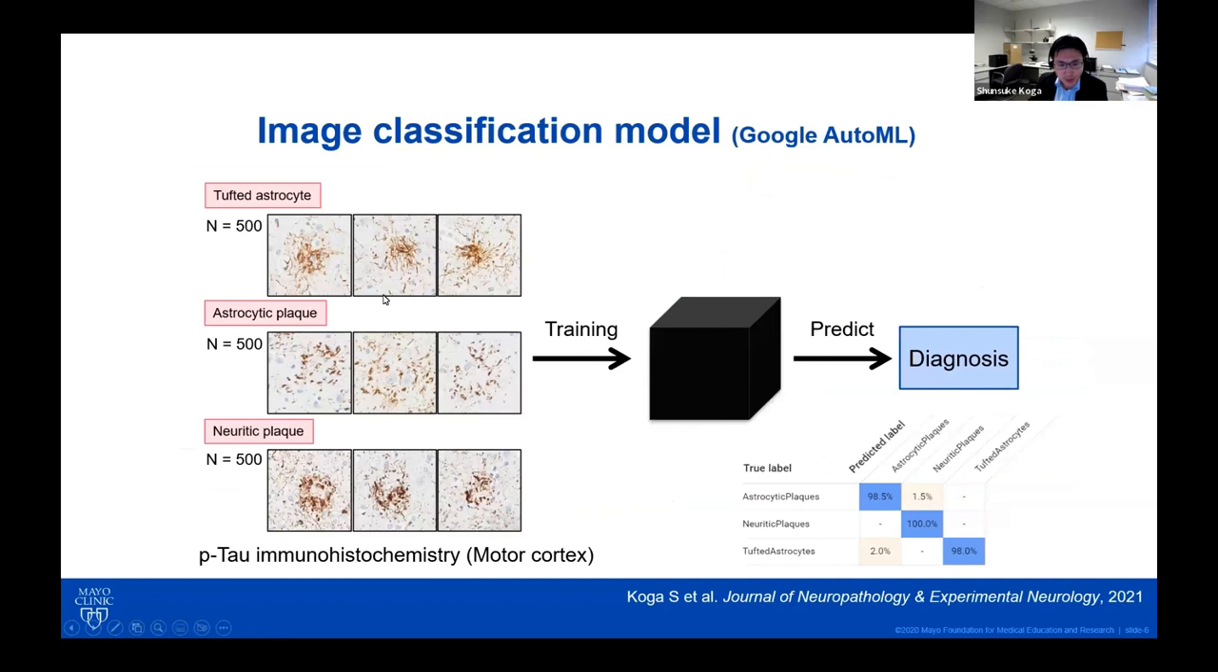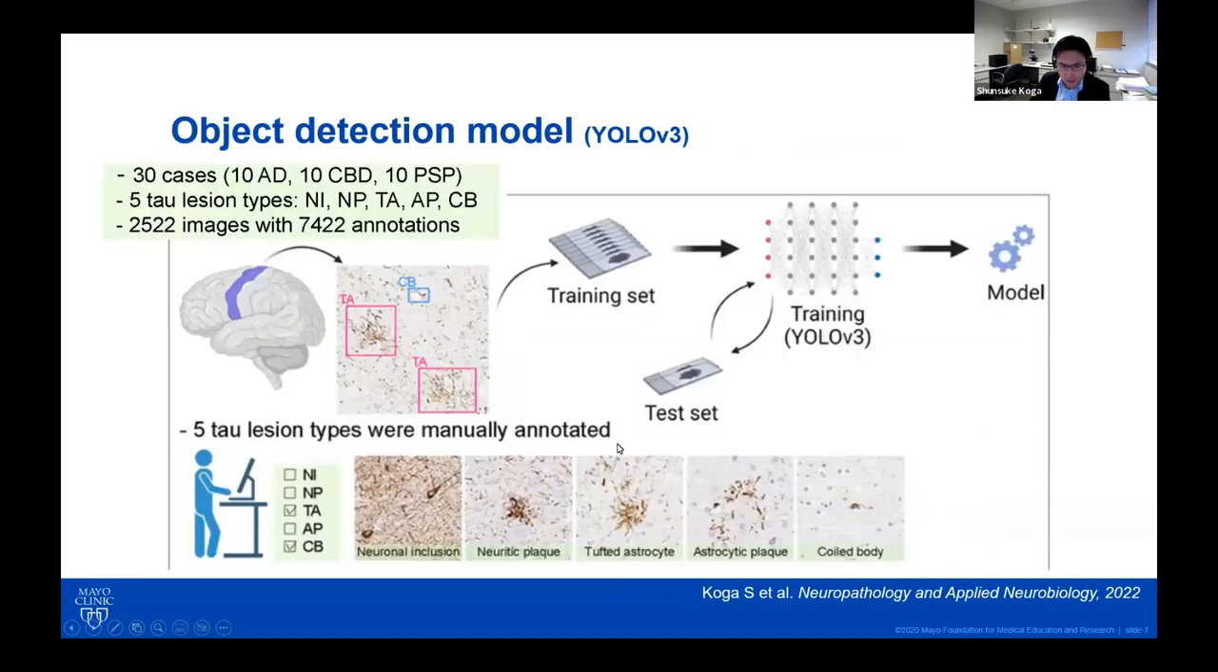At the Mayo Clinic, we have developed several machine learning models using histopathology images of tauopathies. This is the first model, a very simple image classification model for three types of tau pathologies: tufted astrocytes in PSP, astrocytic plaques in CBD, and neuritic plaques in AD. This type of image classification was too easy for the AI, and the accuracy was 98 to 100% for each pathology.